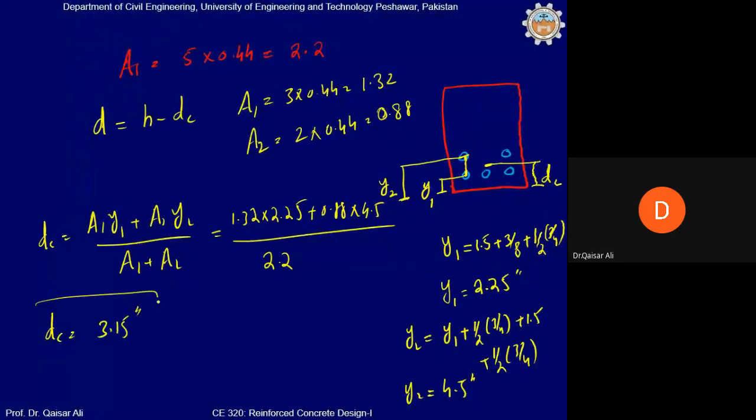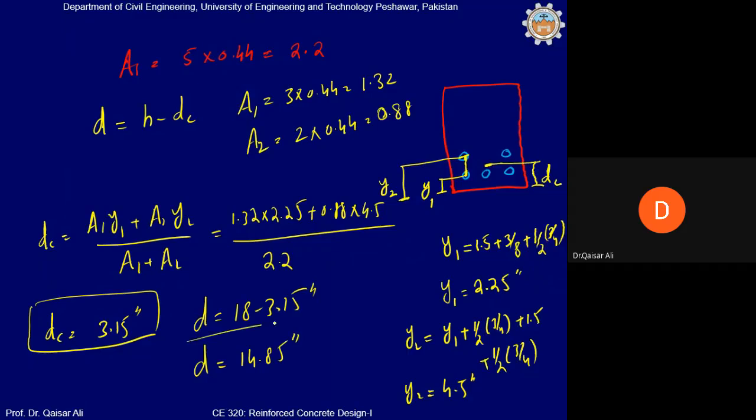Can you confirm these, Shravan? Yes, sir. Correct. Okay. Now the actual effective depth will be equal to 18 minus 3.15. So tell me the value. 14.85. 14.85 inches. This is the actual depth. Clear?